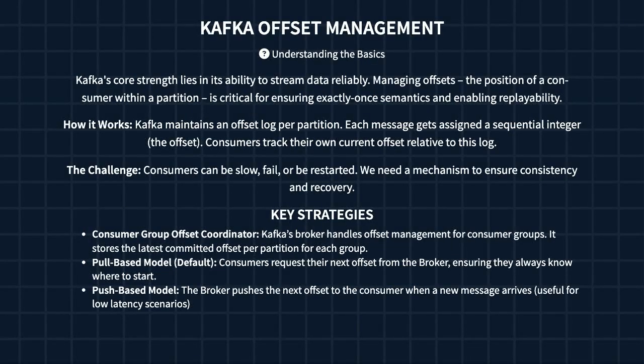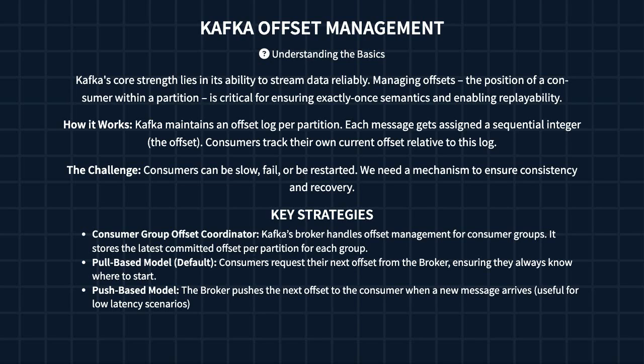Okay, let's talk about how Kafka keeps track of where it is in a stream. That's what we mean by offset management. Basically, every time a message arrives and gets processed, Kafka assigns it a number. Think of it like page numbers in a book. Consumers, which are the programs reading these messages, need to know the current page or offset so they don't miss anything or reprocess data. Kafka's broker, the central server, handles this for consumer groups.